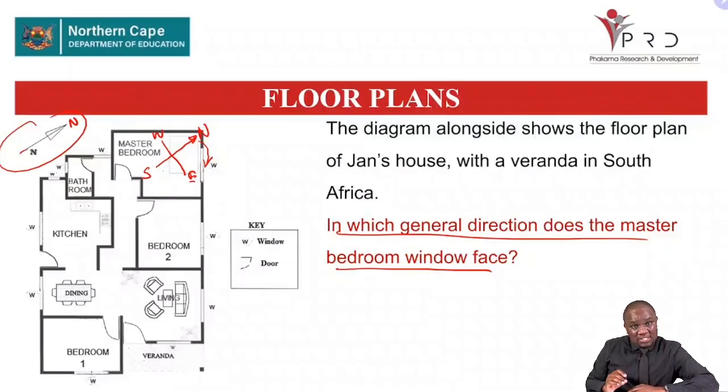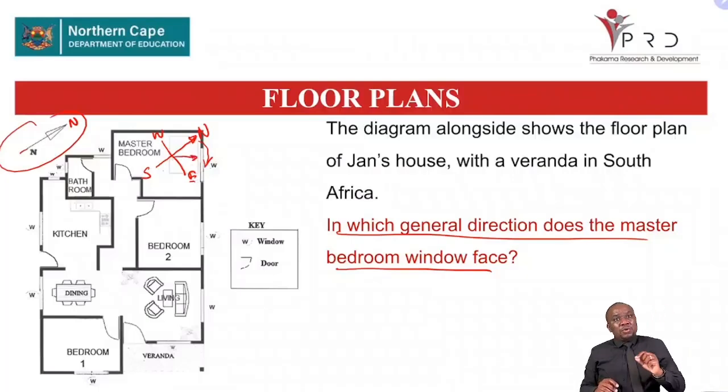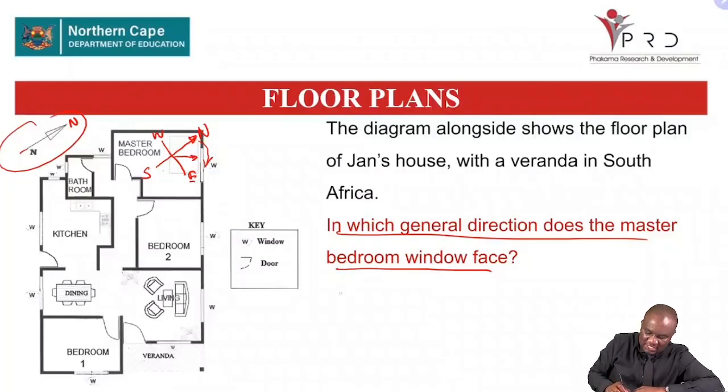So where's the north, where's the east, where's the south, where's the west? Now if you check this window, it's in this direction. Then what is the direction between north and east? That is northeast.